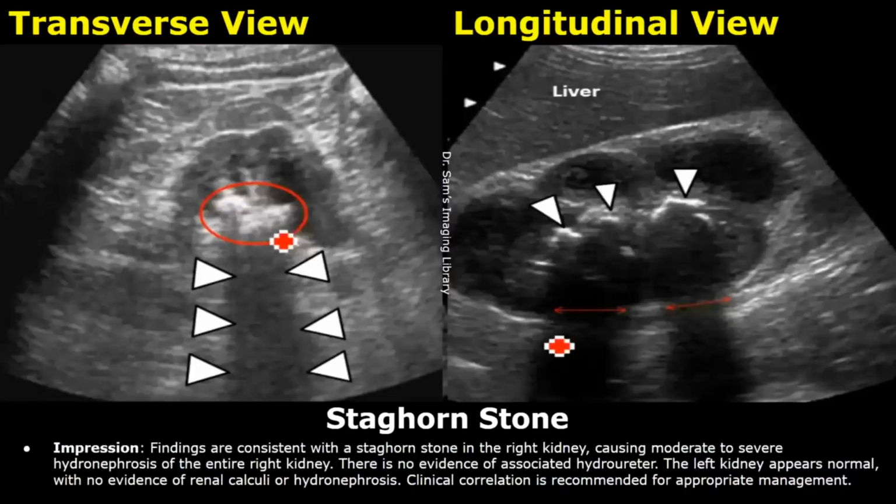This is the impression. Findings are consistent with a staghorn stone in the right kidney, causing moderate to severe hydronephrosis of the entire right kidney. There was no associated hydroureter and the left kidney was normal. Clinical correlation is recommended for appropriate management.